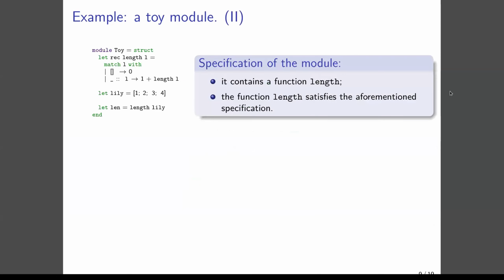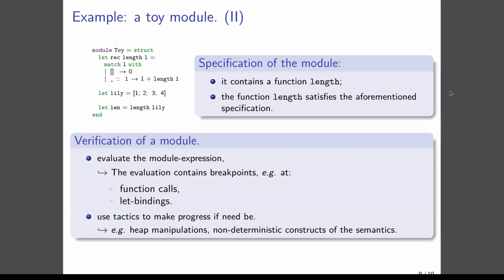In order to specify such a module, users can simply say that this module should at least contain a function called length, and that this function should satisfy the correct specification. And to verify this module using our tool, we execute the module symbolically. So we interpret the OCaml program within the proof assistant, and the evaluation will stop at some breakpoints so that users can actually provide proof statements or perform some logical work.